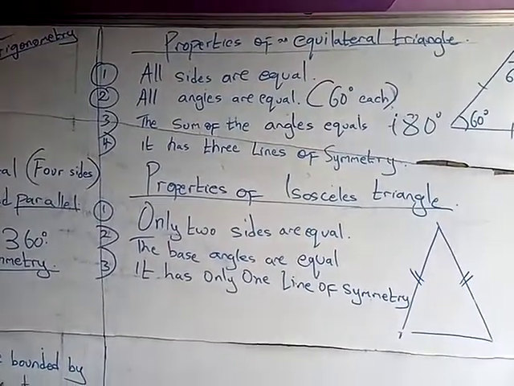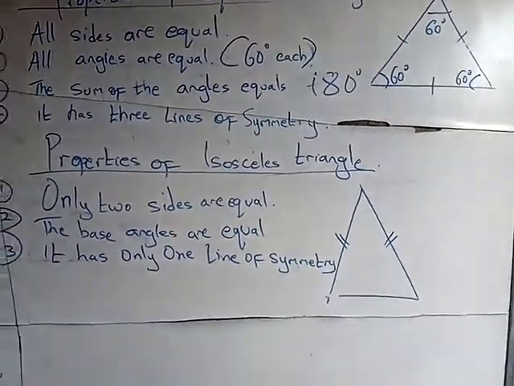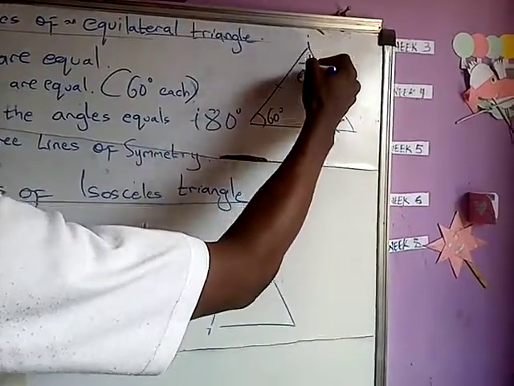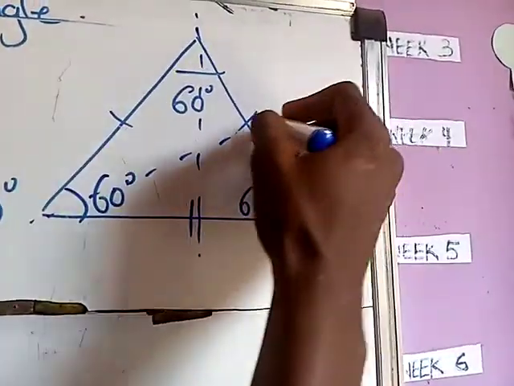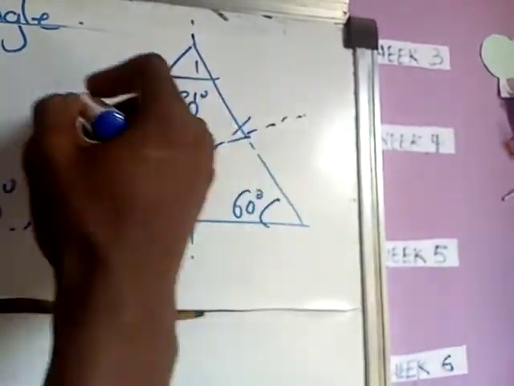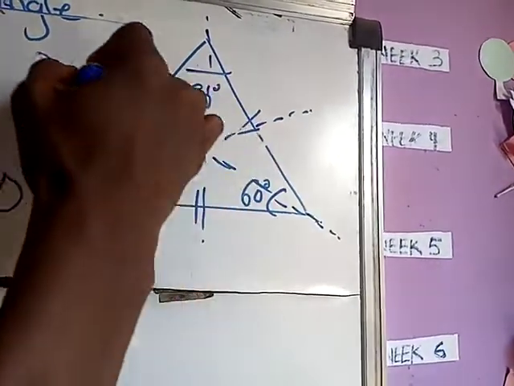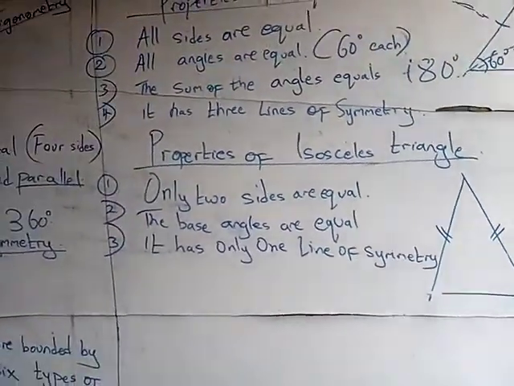Then for this equilateral triangle, it has 3 lines of symmetry. These are lines of symmetry. Look at it. You have this way, you have this way, and you have this way. These are the lines of symmetry of an equilateral triangle.